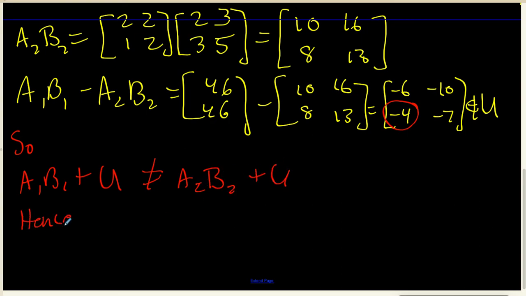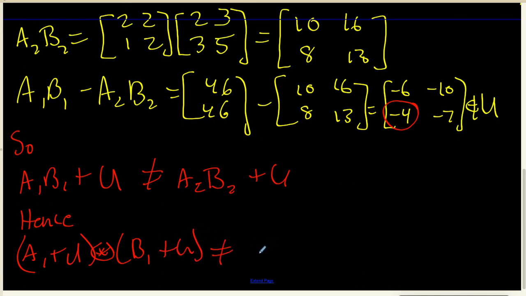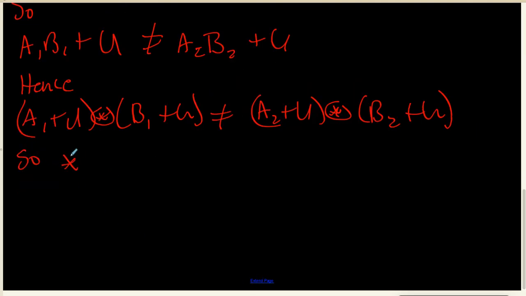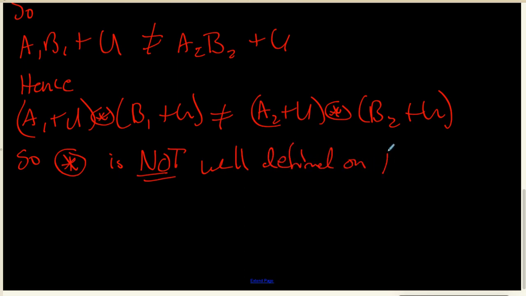And hence, I know that A1 plus U times B1 plus U is not the same as A2 plus U times B2 plus U. And what that says is that our coset multiplication is not well defined on the set of cosets of U inside the ring of 2 by 2 matrices. Our next video will look at how we can fix this problem by making an additional assumption.